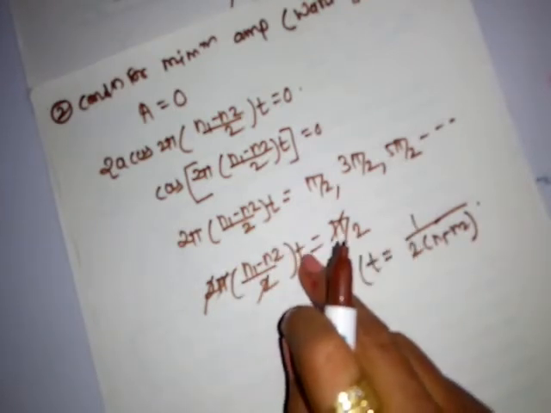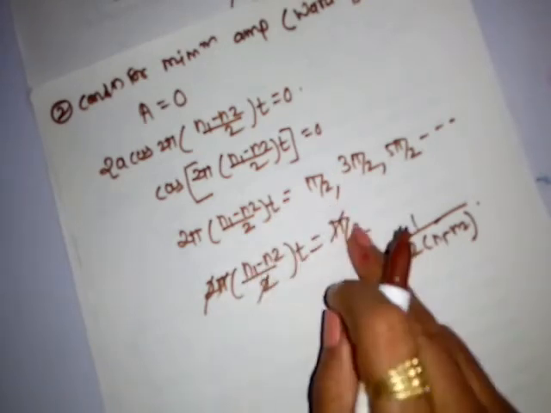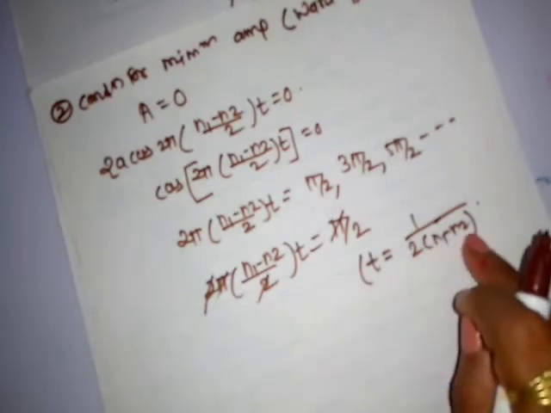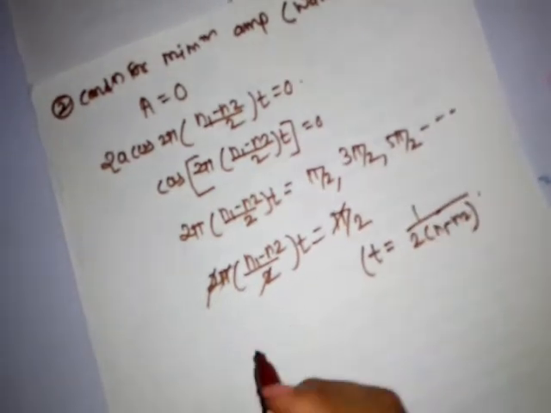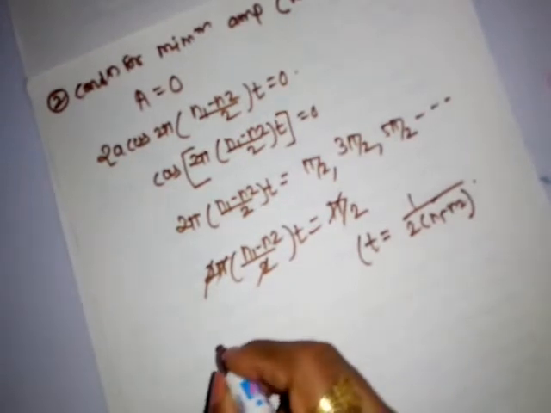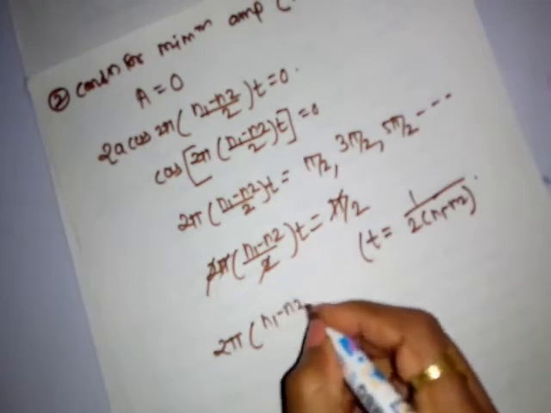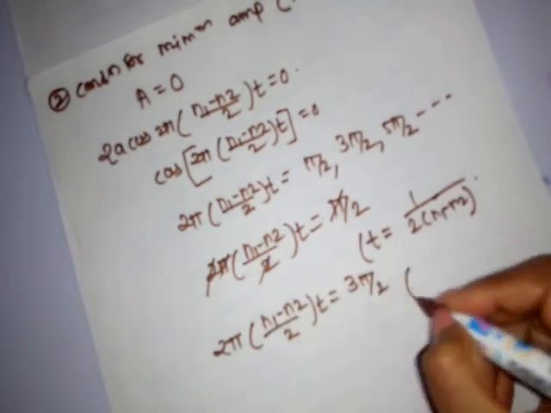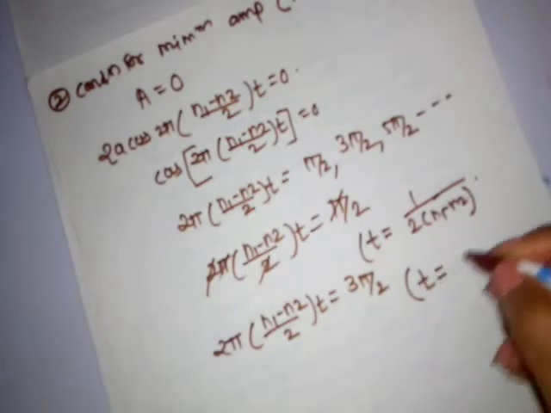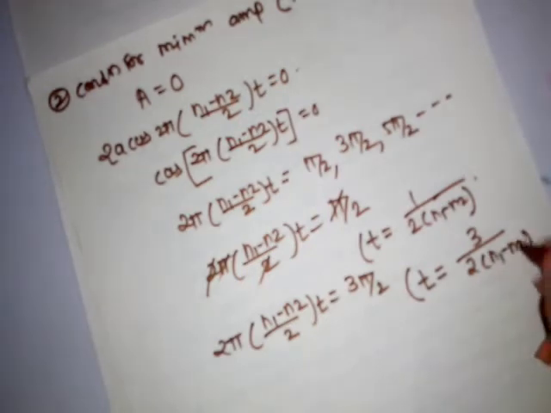Then the value of t is equal to 1 upon 2 times (n1 minus n2). Now for the second value of t, comparing 2 pi (n1 minus n2) upon 2 into t is equal to 3 by 2. This value of t is nothing but 3 upon 2 times (n1 minus n2).